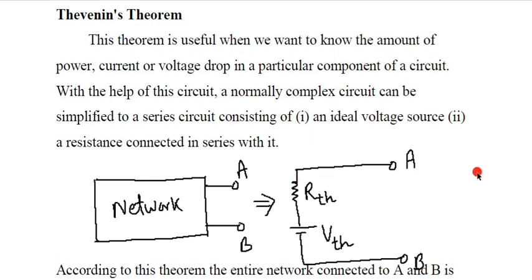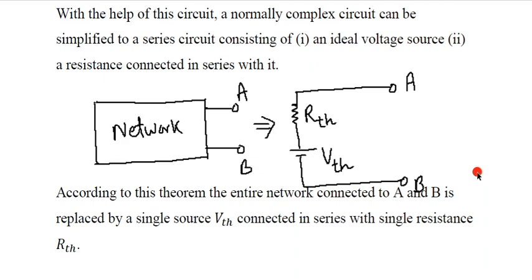According to this theorem, the entire network connected to AB is replaced by a single source. In this complex network there may be many voltage sources, two batteries, three batteries or more, but our aim is to convert this network in such a way that it consists of only one voltage source and only one series resistance connected to that voltage source. A and B are the two terminals between which we put the load resistor.